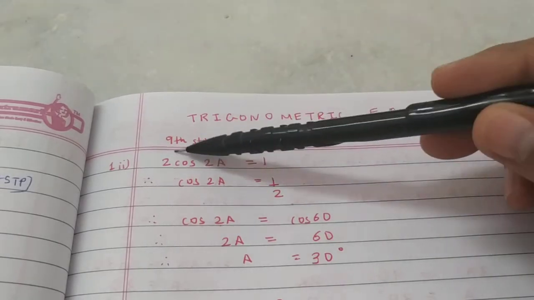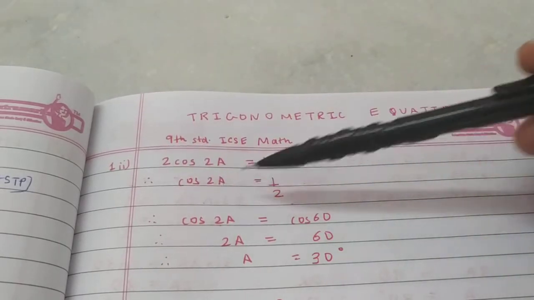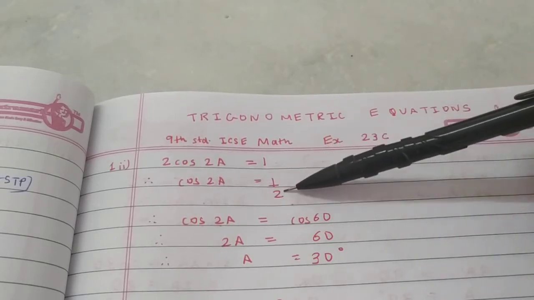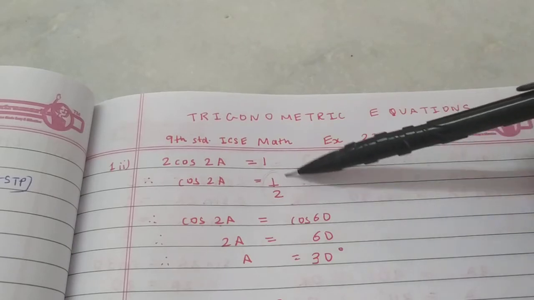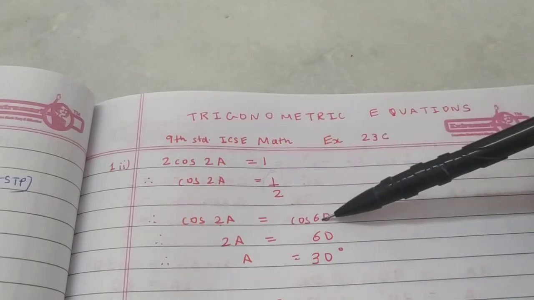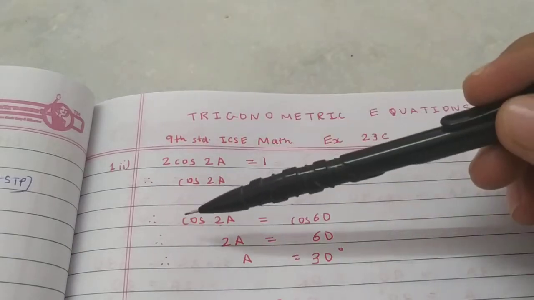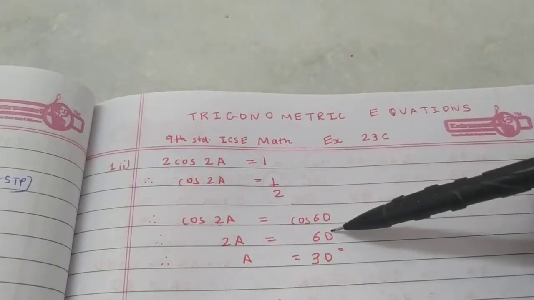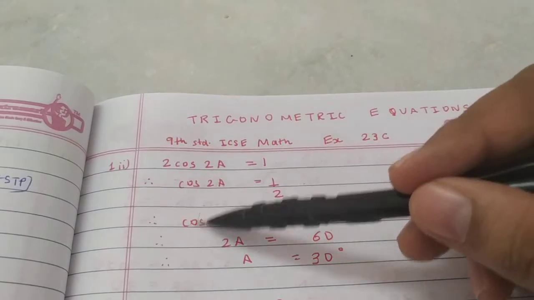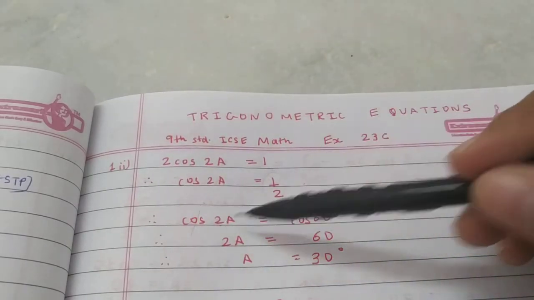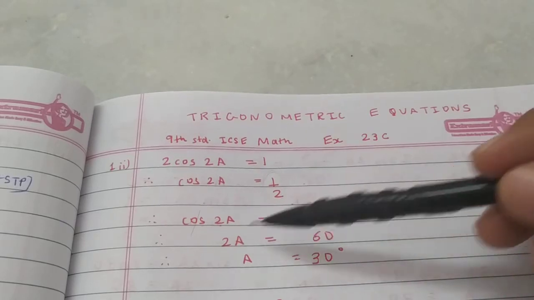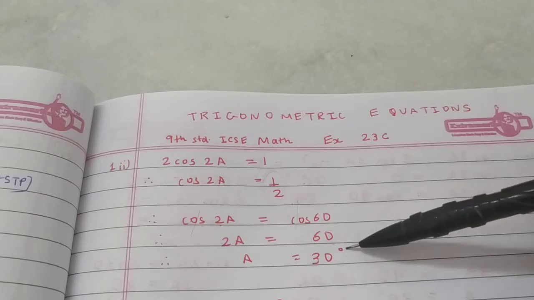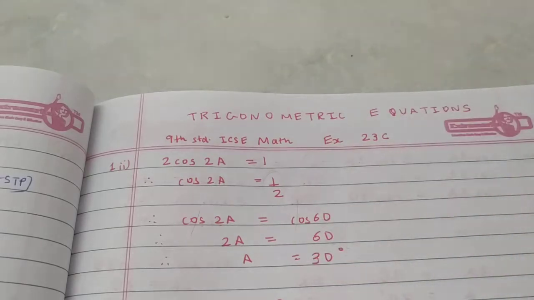So first we send 2 down here so that cos 2A becomes equal to half. Now we know that this value is present in the trigonometry table for cos 60. So now we can compare and state that 2A is equal to 60. That doesn't mean that we have cut cos and cos. No, this is comparing. And if 2A is equal to 60, 2 goes down and A is equal to 30 degrees, and that's how we find the value of A.